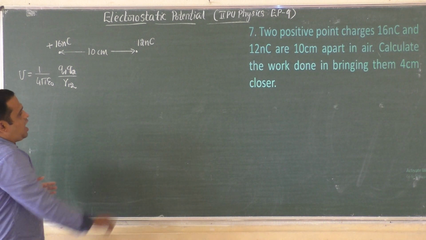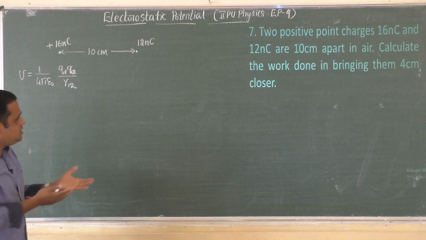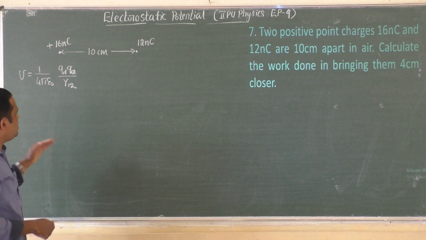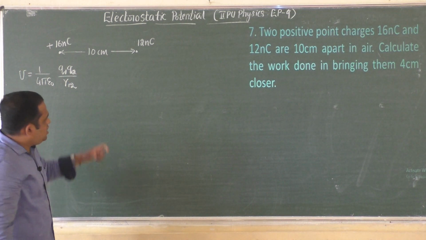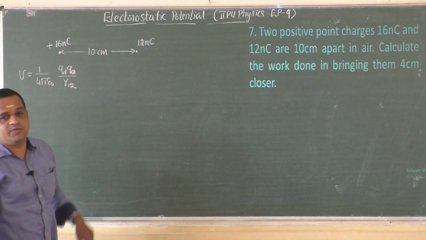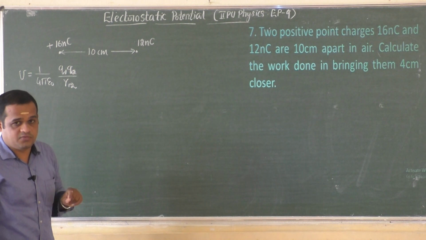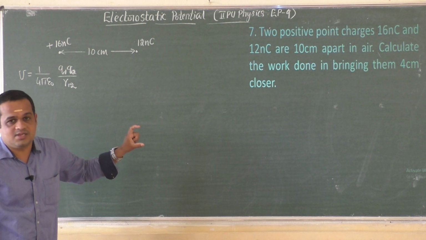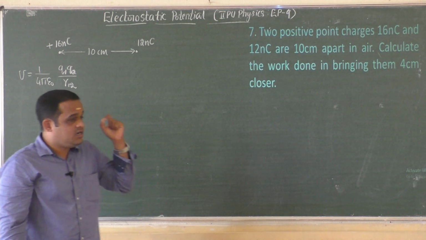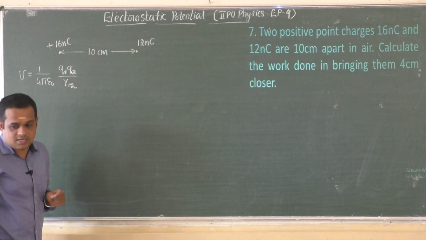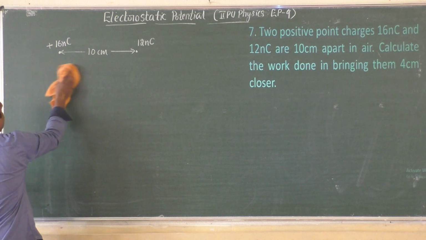Next, after bringing these two charges 4 centimeter closer, for the new configuration, once again we can calculate the potential energy using the same expression. If you find the difference between those two potential energies, then according to the concept of conservative force field, the difference in the potential energy itself represents the amount of work done, isn't it? So difference in potential energy itself represents the work done in bringing the charges 4 centimeter closer.